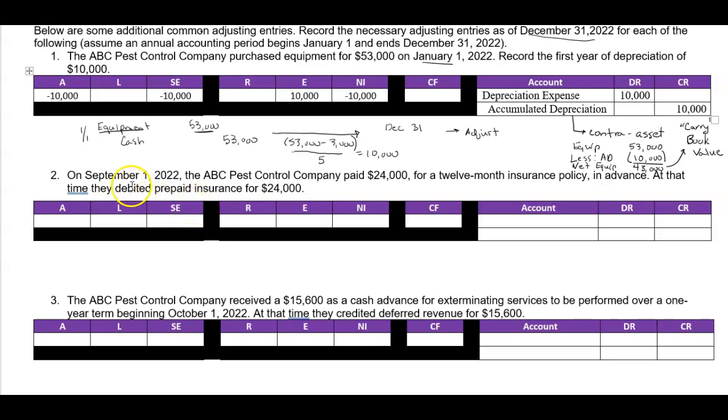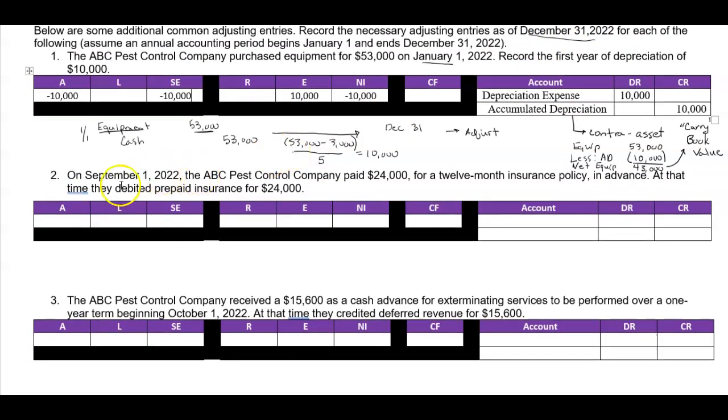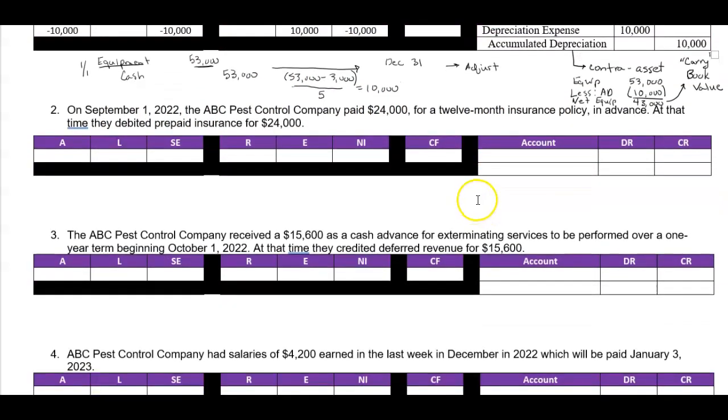All right, so on September 1st, 2022, the ABC Pest Control Company paid $24,000 for a 12-month insurance policy in advance. At that time, they debited prepaid insurance for $24,000. Again, remember, we're looking at December 31st here. They bought this insurance policy on September 1st. So let's just look at it really quick.